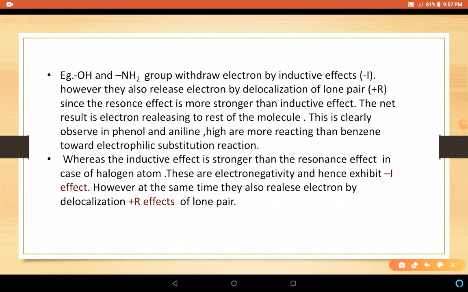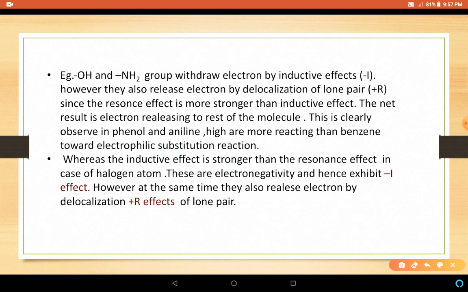For example, alcohol and NH2 groups withdraw electrons by the inductive effect; a negative inductive effect is shown. However, they also release electrons by delocalization of a lone pair, a positive resonance effect. Since the resonance effect is stronger than the inductive effect, the result is electron release to the rest of the molecule, and this is clearly observed in phenols and aniline.